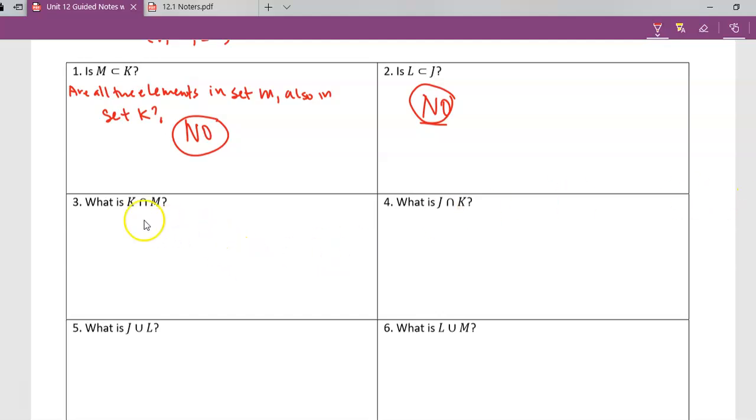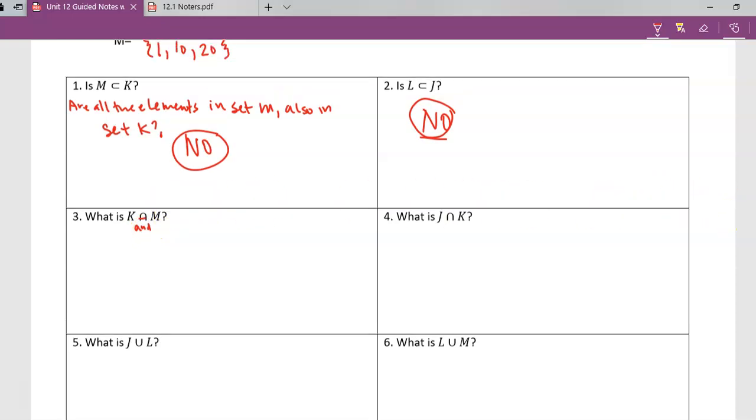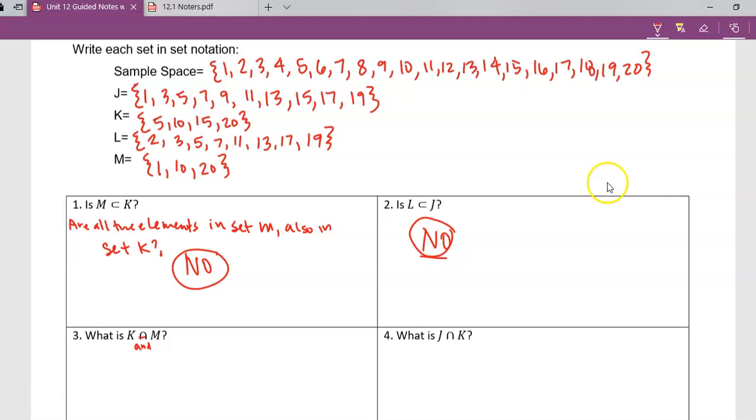What is K intersect M? Okay, so remember the intersection symbol, you can think of it as kind of an upside down capital A. It means the same as and. So these elements have to be in K and they have to be in M. So we're looking for that intersection. Which elements are in both K and in M? So look at K, we have 5, 10, 15, 20. M, we have 1, 10, and 20. So which ones are in both? That would be 10 and 20.